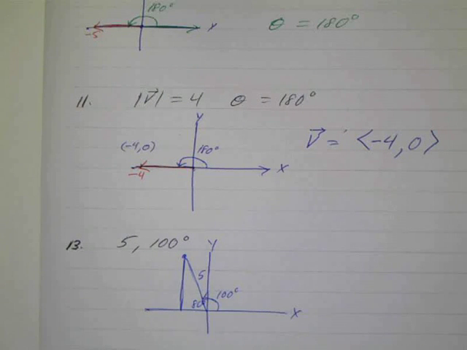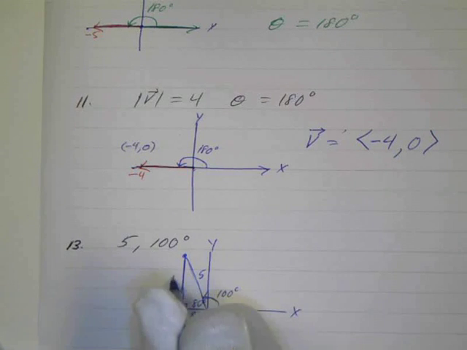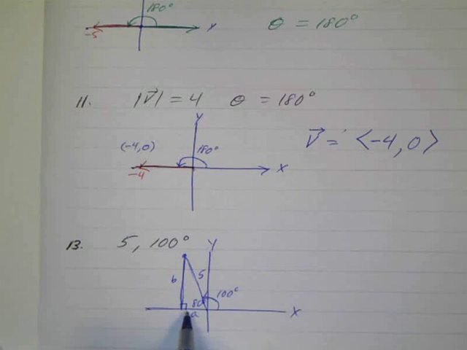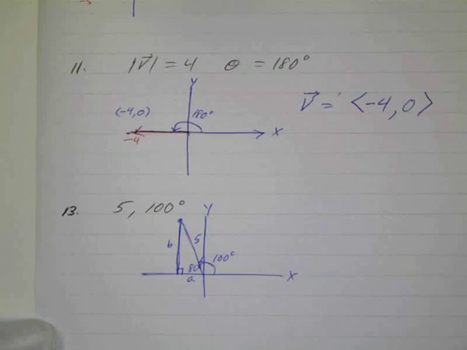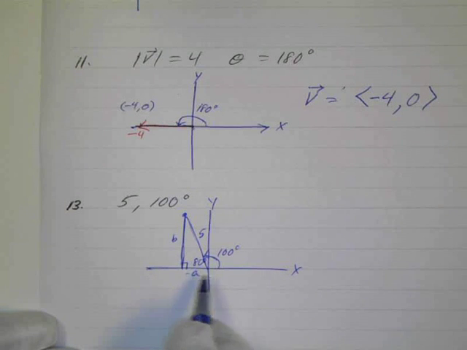So I can just use my right triangle trigonometry. This would be A, and this would be B. A is the horizontal component, B is the vertical component. We want to find A and B. And we know this is going to be negative because it's going in the negative direction. Depending on what you find for this triangle, this will be negative, that will be positive.